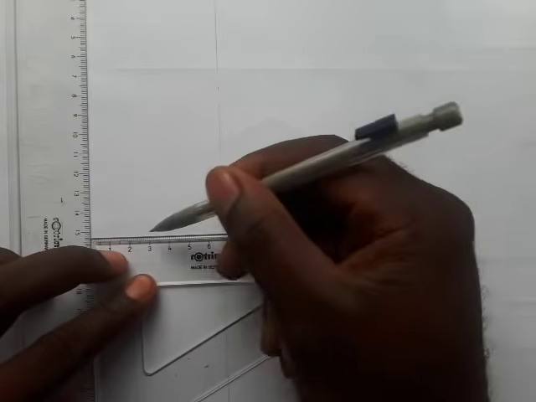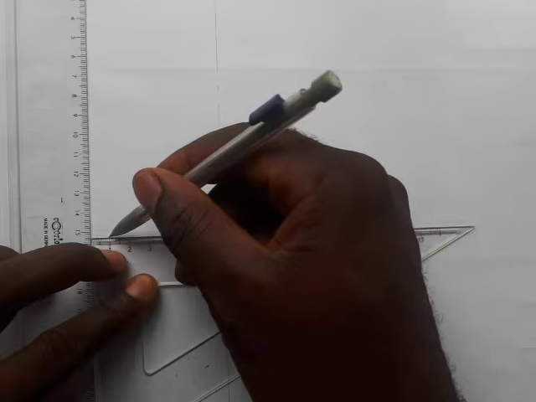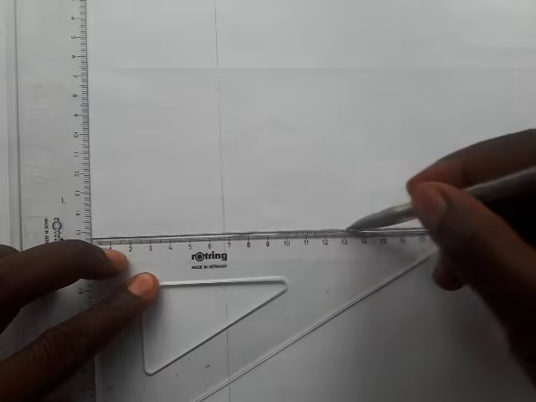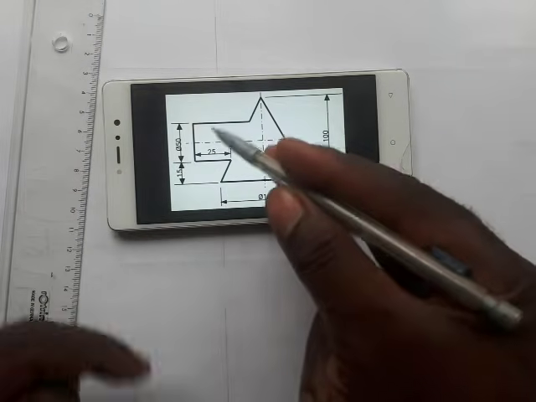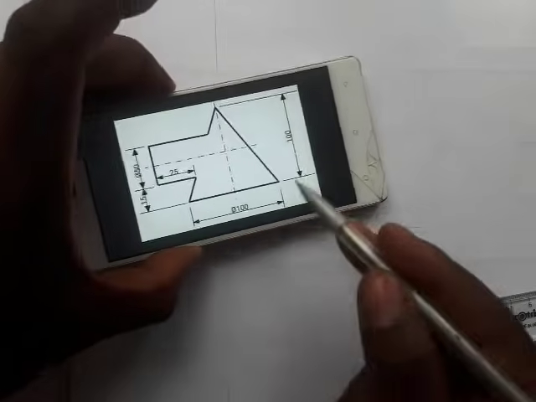I'm going to draw a horizontal line. I'll stop there. The next thing I'm going to do is use the information given to draw this cone and this cylinder. We're told the base is 100, so I'm going to measure 50 to the left and 50 to the right, and that gives me 100.